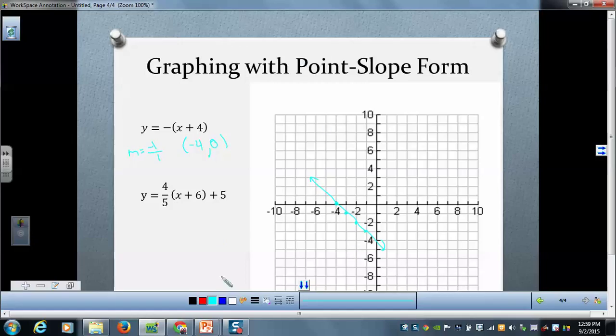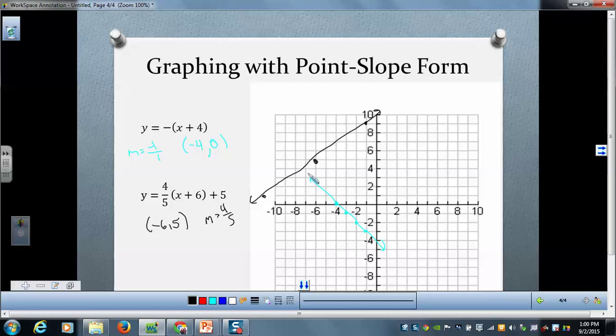If we move to our second example here, negative 6, 5 should have been your x1, y1, so negative 6, 1, 2, 3, 4, 5, right there. And then the slope is 4/5. So I'm going to go up 1, 2, 3, 4 over 1, 2, 3, 4, 5. Now notice if I try to reverse this, 1, 2, 3, 4, and then back 1, 2, 3, 4, I go off the graph a little bit, but I can kind of sketch that, and there we go. And that is graphing in point slope form.